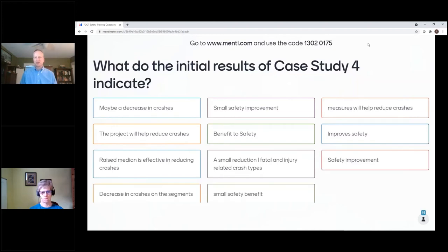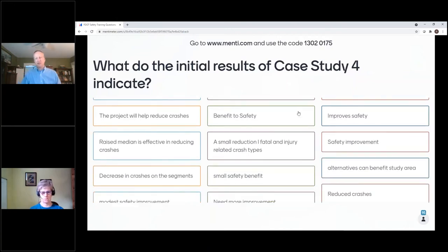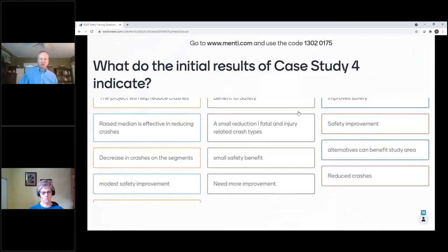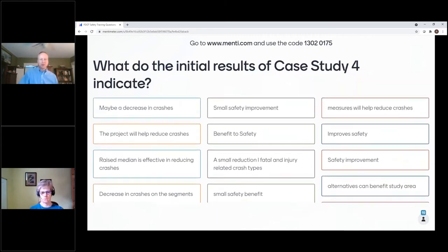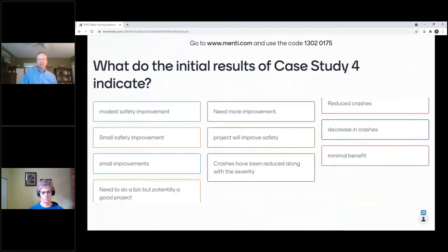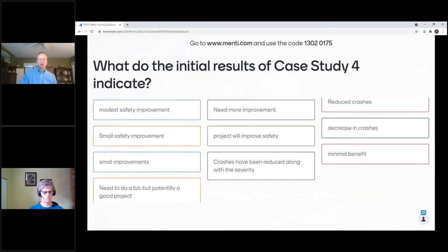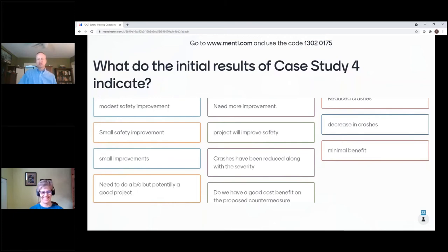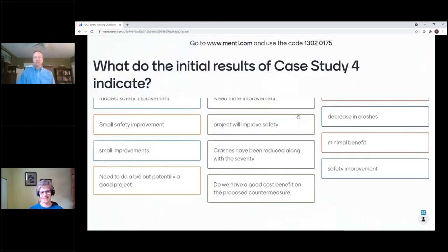All right, so let's see. Good. Small safety benefit, safety improvement, decrease. I saw one about the fatal injury there. Need to do a BC, potentially good project. That's definitely where my mind was going. Minimal benefit. Yeah.